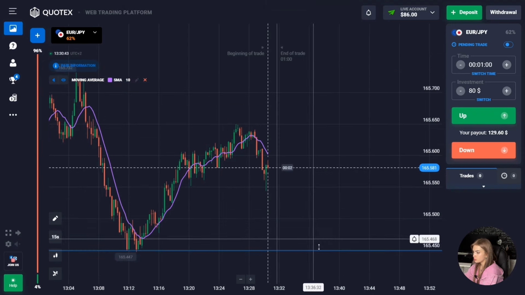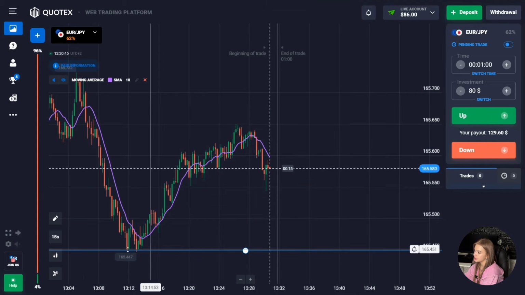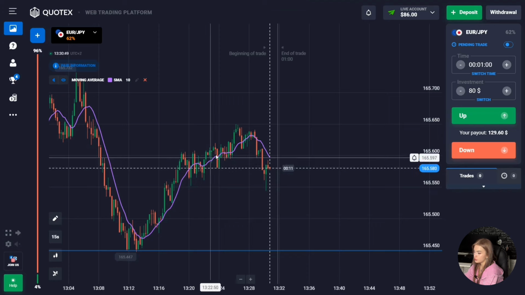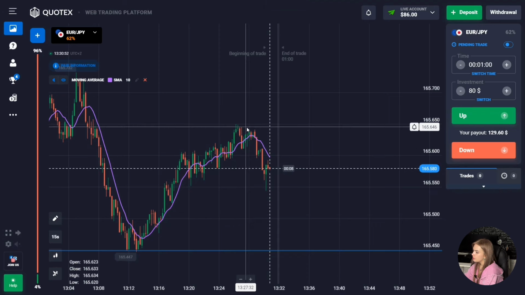So we have a level of support down here. We also see that after touching the level, there was an upward pullback, and after a rollback from a certain point, a reversal occurred. Red candles have formed.